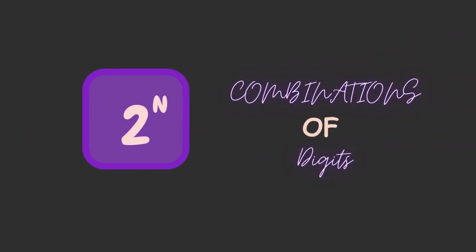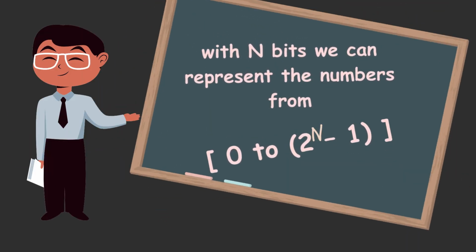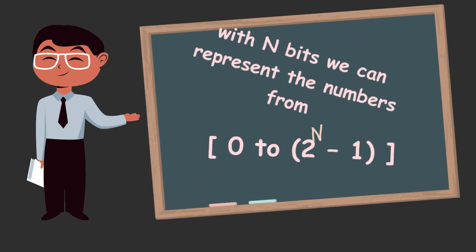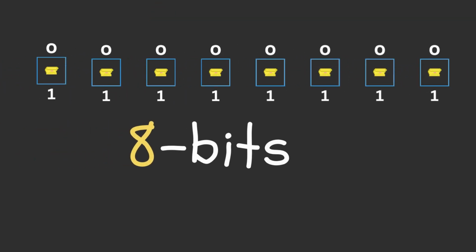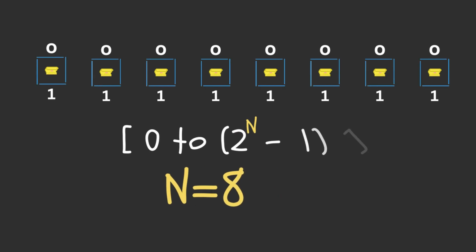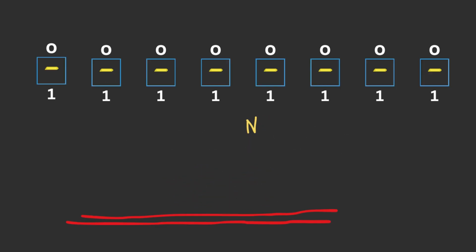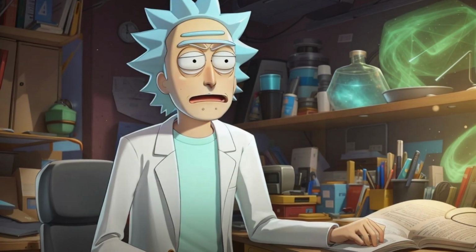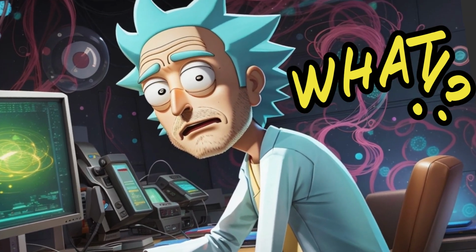With n bits, we can have 2 to the power of n combinations of digits. Thus, with n bits, we can represent the numbers from 0 to 2 to the power of n minus 1. For example, if we have 8 bits, we can represent numbers from 0 to 2 to the power of 8 minus 1, which are the numbers from 0 to 255. Huh? What?